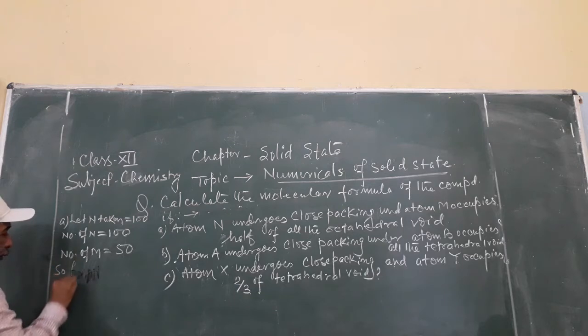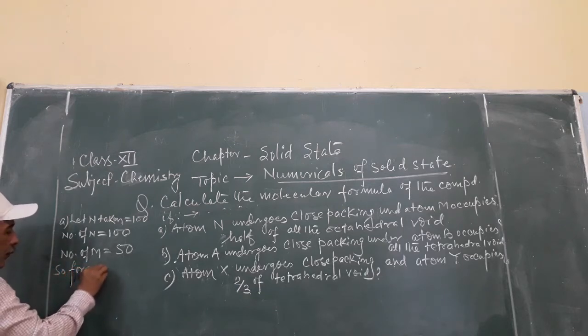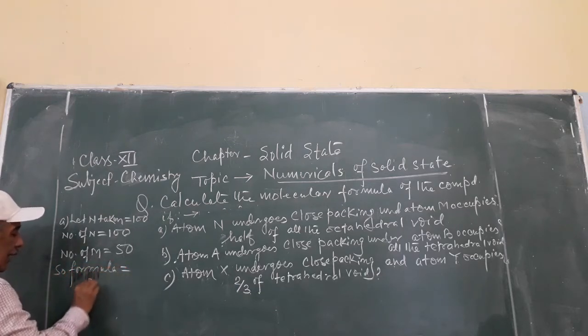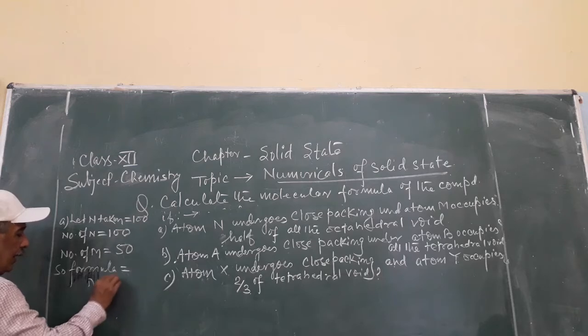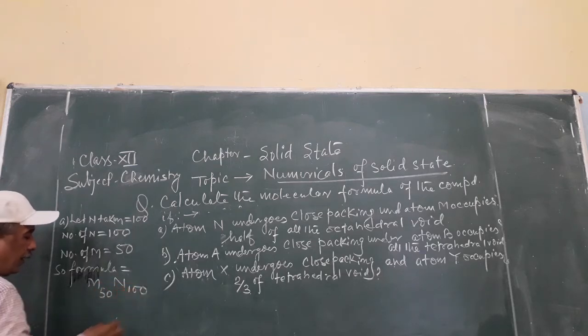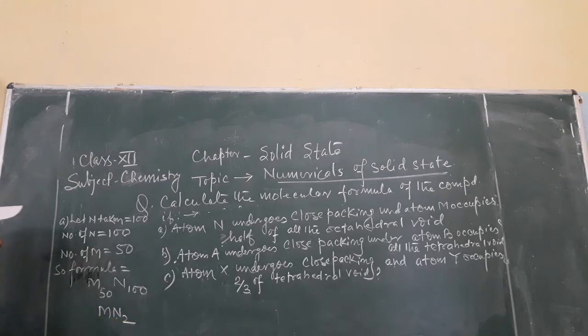So the formula is M50 N100, so it will be MN2, making 50 common. The answer of A will be MN2. Correct? So that is about the first. Now come to the answer of the second, B.